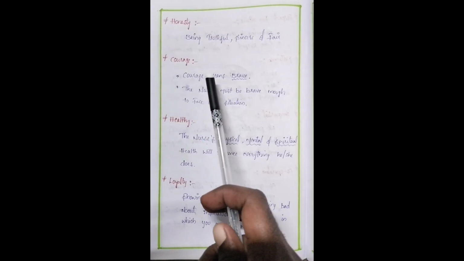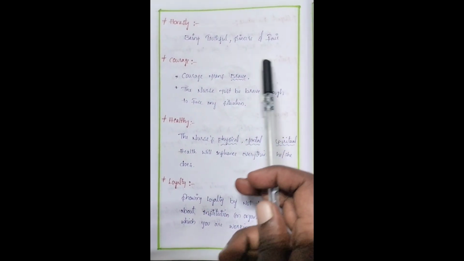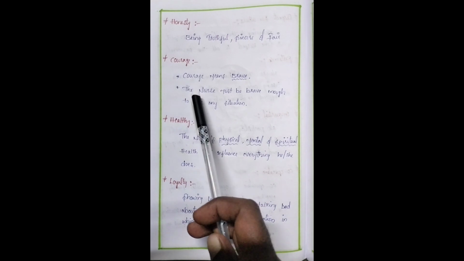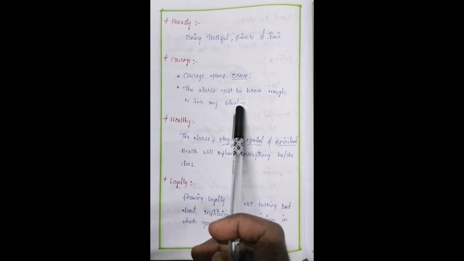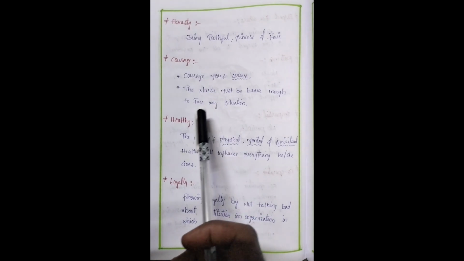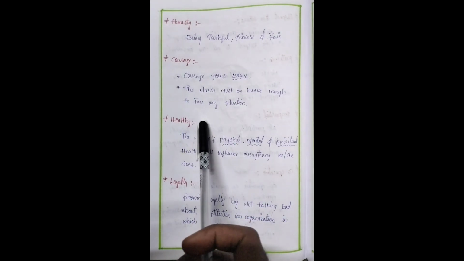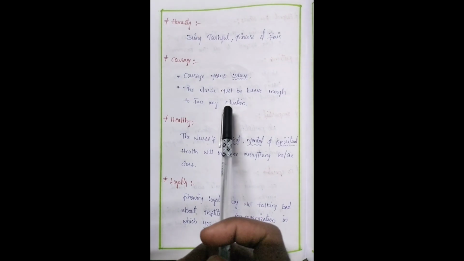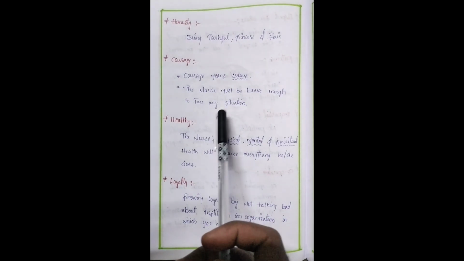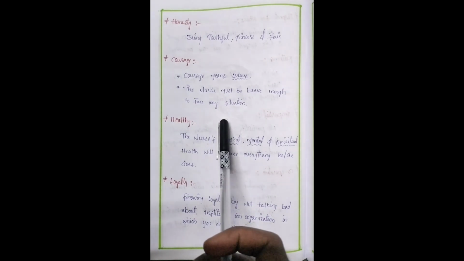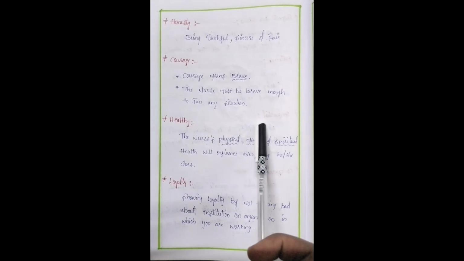Next, honesty. Honesty means being truthful, sincere, and fair. Next, courage. A nurse should be brave. A nurse should be brave enough to face any situation. Brave means if any case comes to the casualty like RTA, road traffic accidents, the nurse should not be afraid of seeing the situations or blood. Should provide care in any situations or in any different cases.